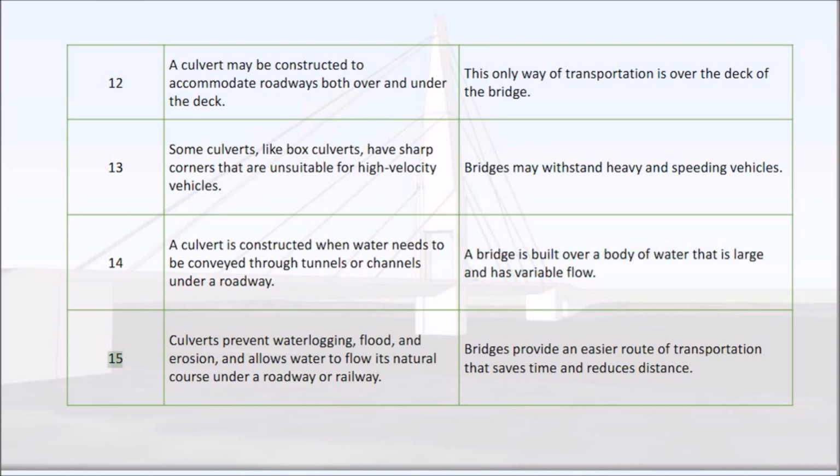15. Culverts prevent waterlogging, flood, and erosion, and allow water to flow its natural course under a roadway or railway. Bridges provide an easier route of transportation that saves time and reduces distance.